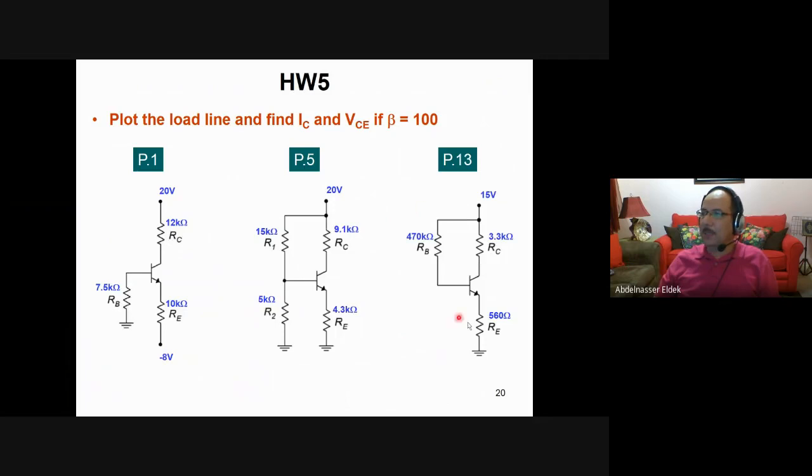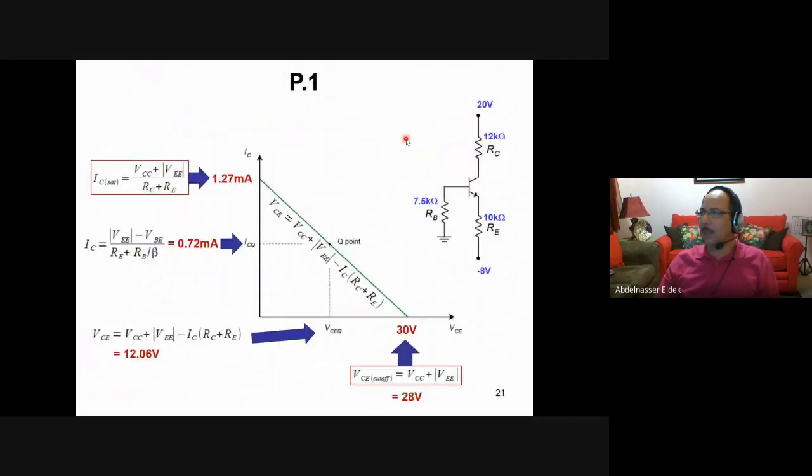And this one here is a common what? Common collector here. This is a common collector circuit. Okay, so you just look at the examples and try to solve this. You plot the load line first, and then find IC, then find VCE if beta is 100. You will find some more examples here in these slides for some other problems, like this one here.